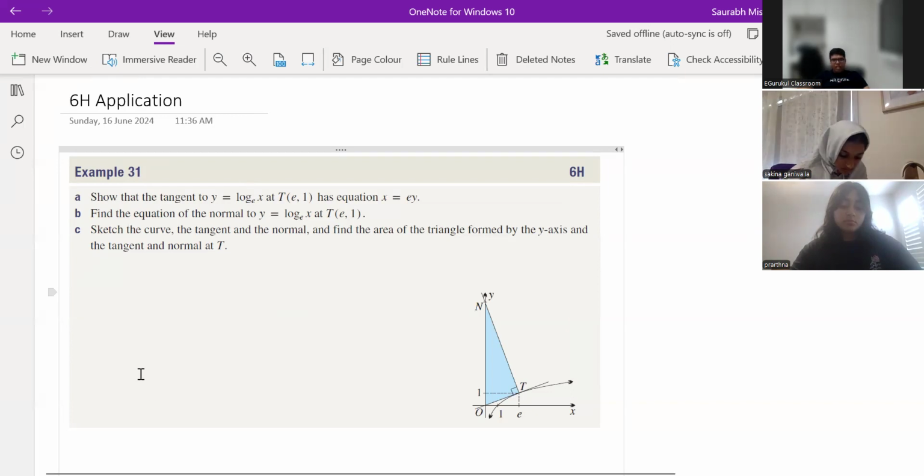And same, gradient of the tangent, find out by differentiating, then find out from gradient of tangent, gradient of normal, and then find a line, straight line equation passing through a point where you know the gradient. Okay, do this one.